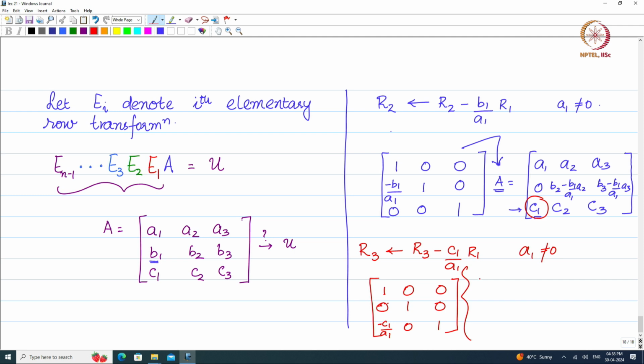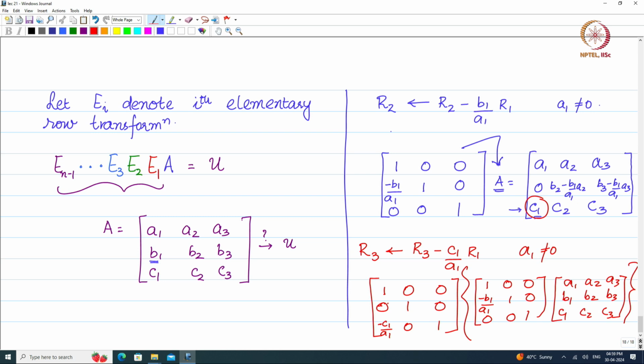And where am I going to apply this? I am going to apply this to the already transformed matrix which is obtained by this elementary row transformation E1. So it is going to be minus B1 by A1 1 0 0 0 1 applied on A, which is A1 A2 A3, B1 B2 B3, C1 C2 C3. Yes, I am going to apply it on this.